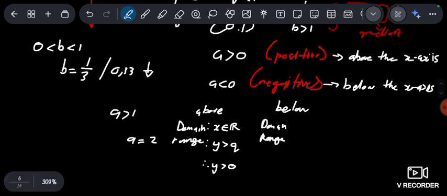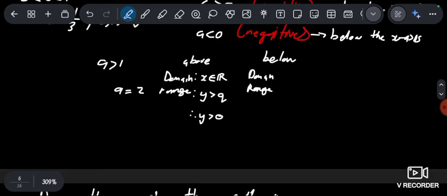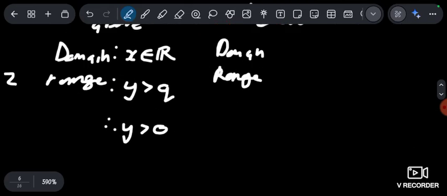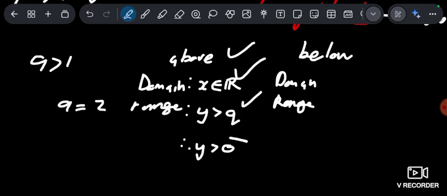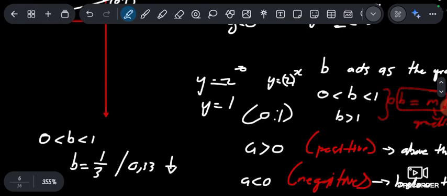Now you see the topics are interlinking. Right? Now, there's a lot of things here, guys. There's a lot of things, but let's keep going. Right? We always say, when it's above, x is an element of real numbers, y is greater than q. But in that case, our q, which is the asymptote, is the x-axis, and we know that the y values are 0 at the x-axis. Right? Now, let's do for the below.